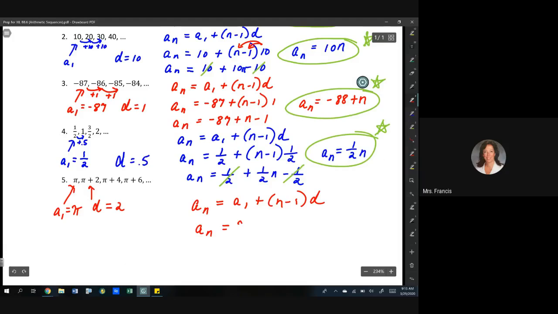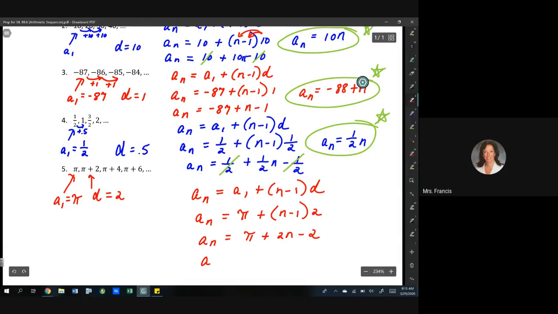The value of the first term is pi, plus n minus 1 times 2. So we get pi plus 2n minus 2. There's really nothing we can do with that. If you want, you can put pi and 2 together in the third step there, so plus pi minus 2. Either of those is okay.